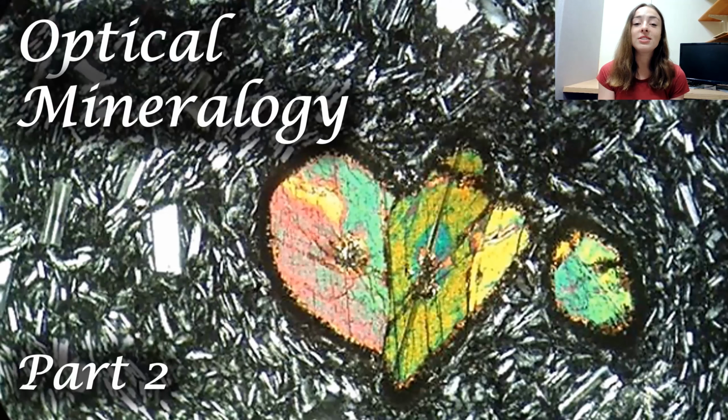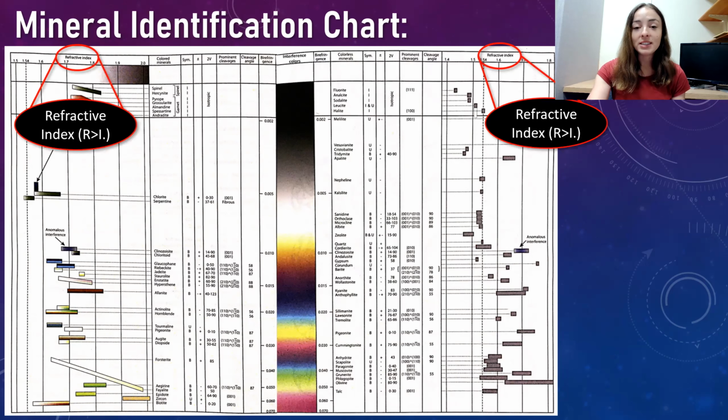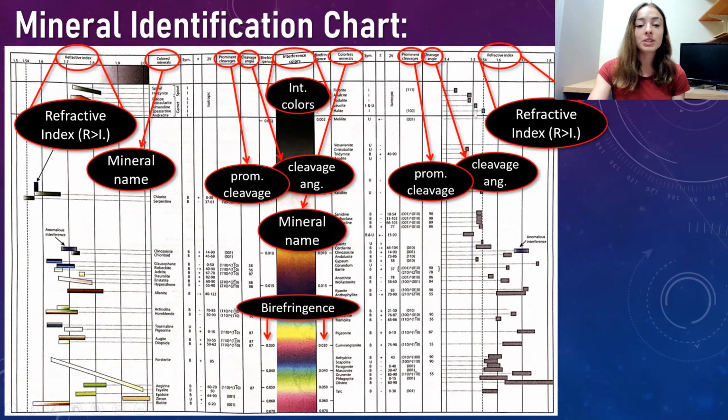In that video, we talked a lot about the optical features that we can use to identify minerals, such as those shown on this mineral identification chart. I showed this at the end of that video. Basically, this chart shows refractive indices, their associated mineral, the prominent cleavage planes and cleavage angles of these minerals, the interference colors of these minerals, and the birefringence values of these minerals.